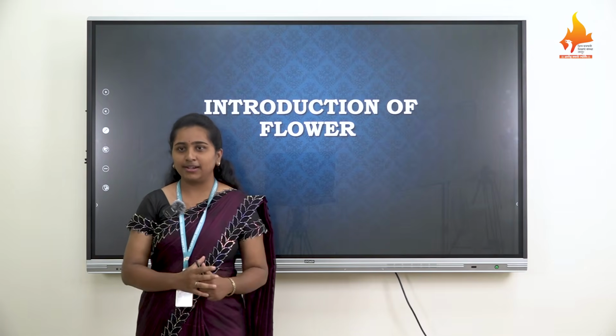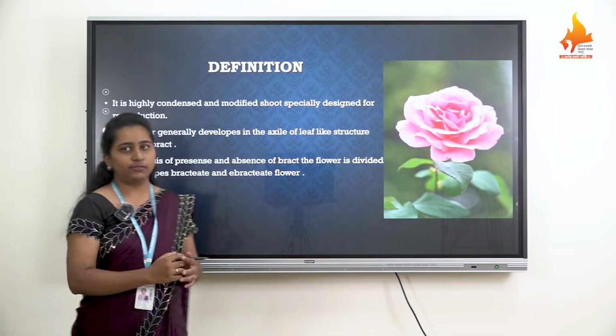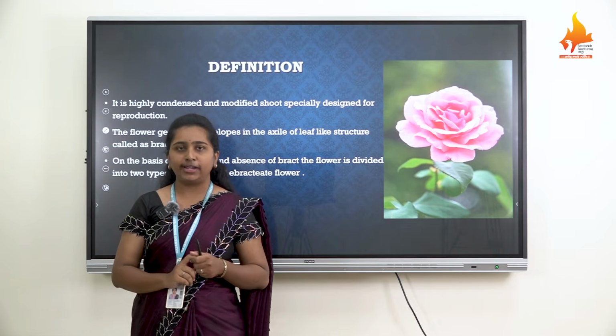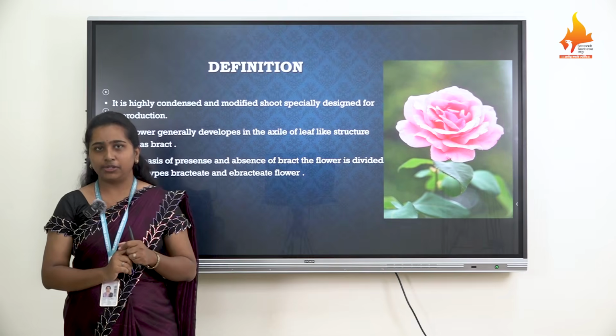So let's start. First, the definition of flower. What is meant by flower? Flower is nothing but the highly modified and condensed shoot specially designed for the purpose of reproduction.